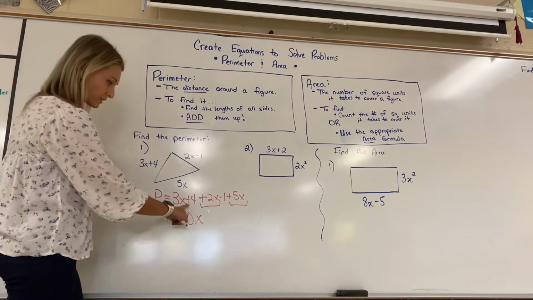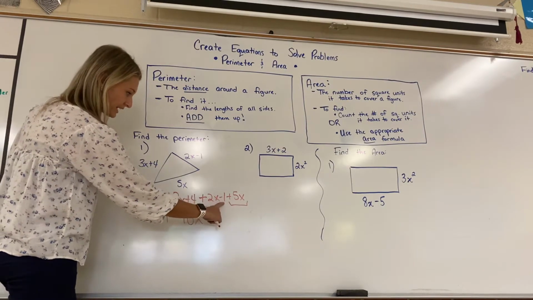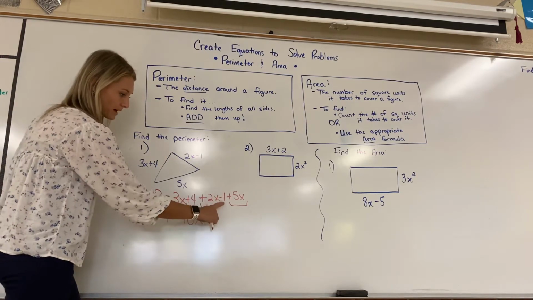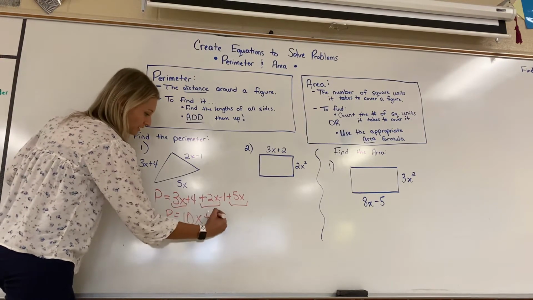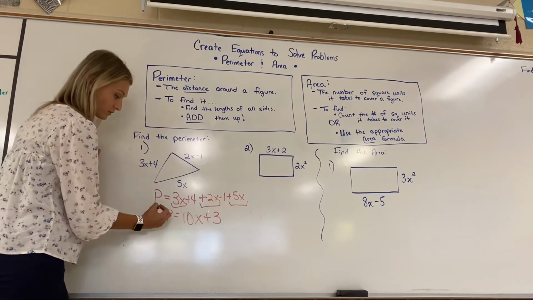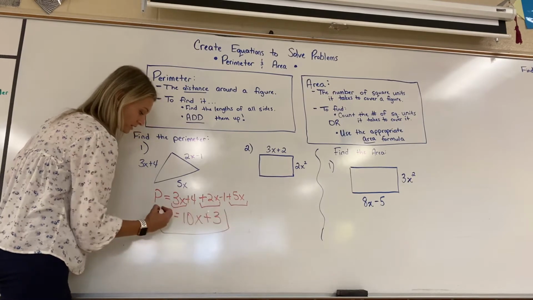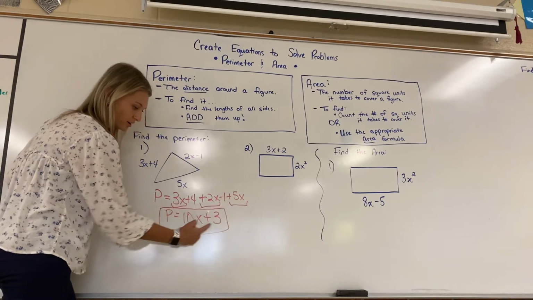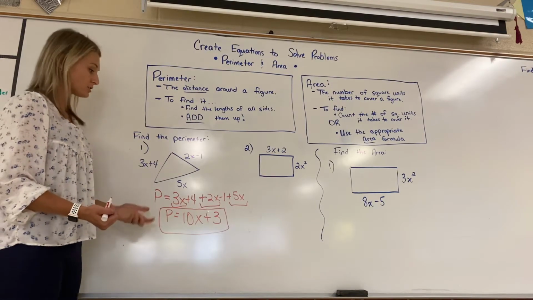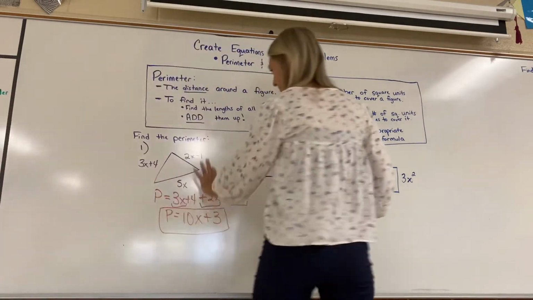And then we've got this 4 and then that negative 1 right there. So those are like terms. So I'm going to take 4 minus 1, which is 3. And so I get plus 3. Okay. And then that's everything. So that's as far as I can go because 10x and 3 are not like terms. And so that would be my perimeter. Okay. So that's with a problem like that.